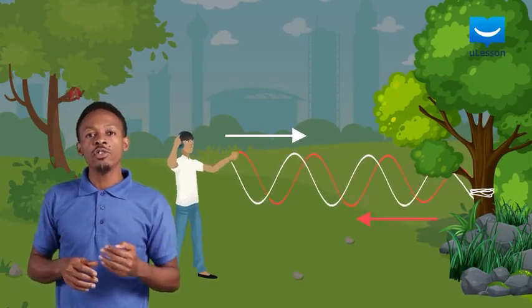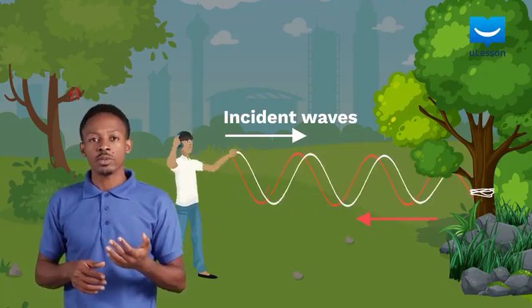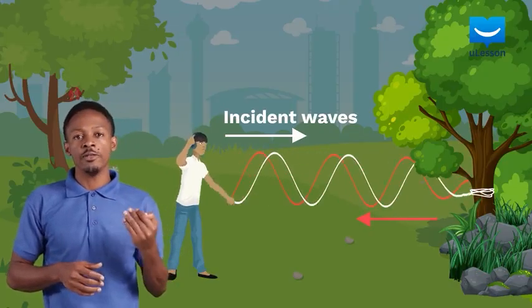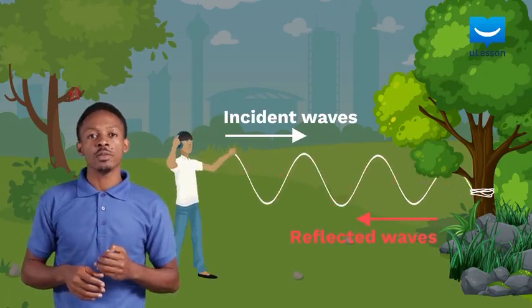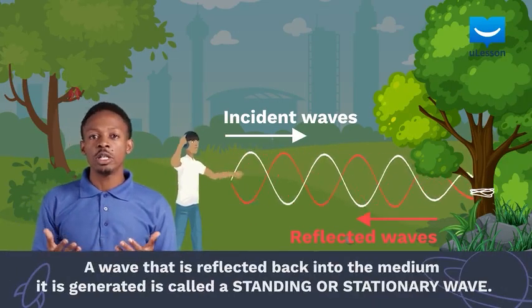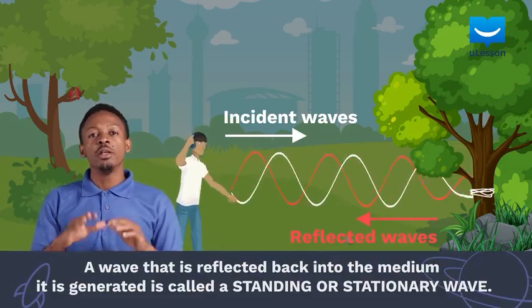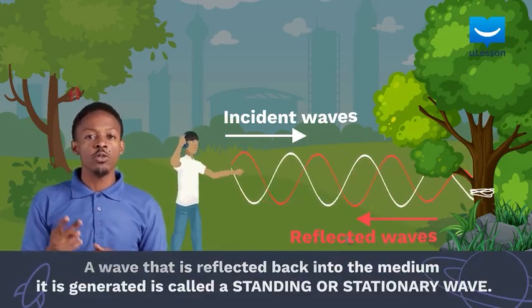Note that the waves you create are incident to the tree, and we shall call them incident waves, and also call the waves that are reflected, reflected waves. Such waves that are reflected back into the medium they were generated from are called standing or stationary waves. These reflected waves can be in two forms.